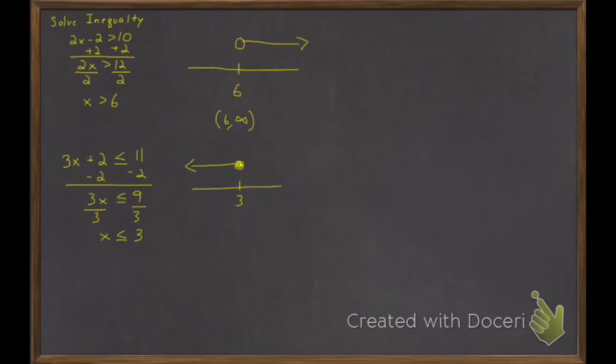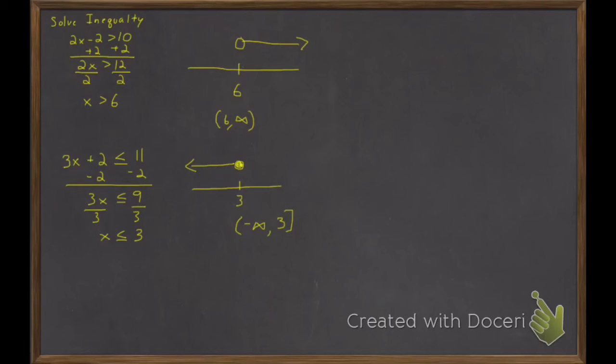To write this in interval notation, we would have our lower bound, which is negative infinity, never ends, and our upper bound will be 3. However, this time we will use a bracket to show that we want to include the number 3.